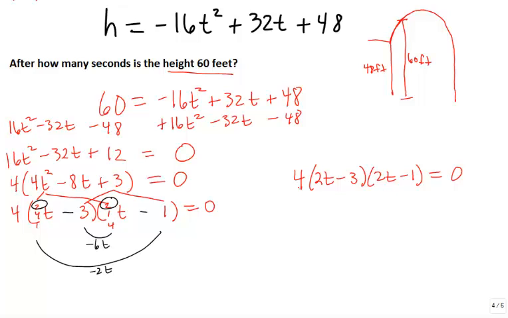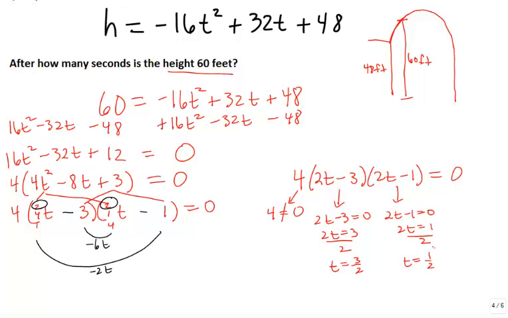Now, this GCF, notice it does not have a variable in it. So when you try to set 4 to 0, that's not possible. So this GCF, because it doesn't have a variable, it doesn't contribute any solutions. It would only contribute a solution if you had also pulled out a t. Okay, so that 4 you don't have to worry about. But these two factors will contribute solutions because they have t's in them. So 2t minus 3 equals 0 at 3 halves. And 2t minus 1 equals 0 at 1 half.